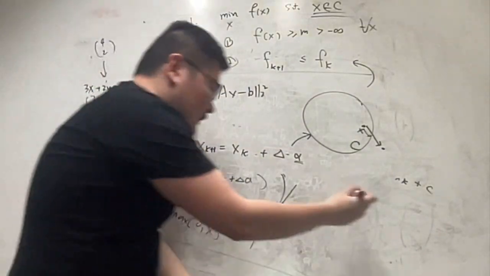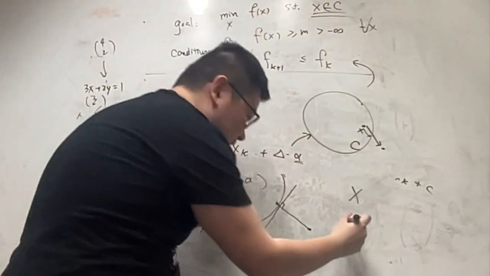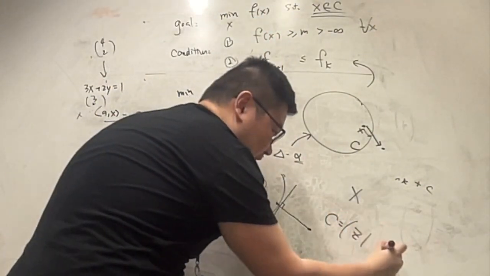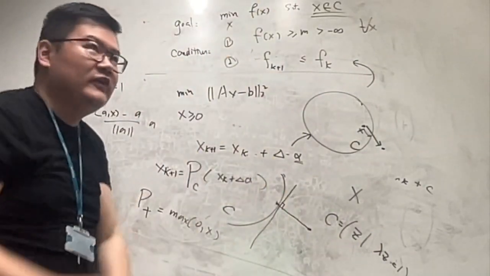Or same thing, you have a matrix X. Now I have a set C. This is a funny set. That set C is all the matrices Z such that the largest eigenvalue of Z is 1. Project this to this, there will be some formula. We don't know. I don't know.